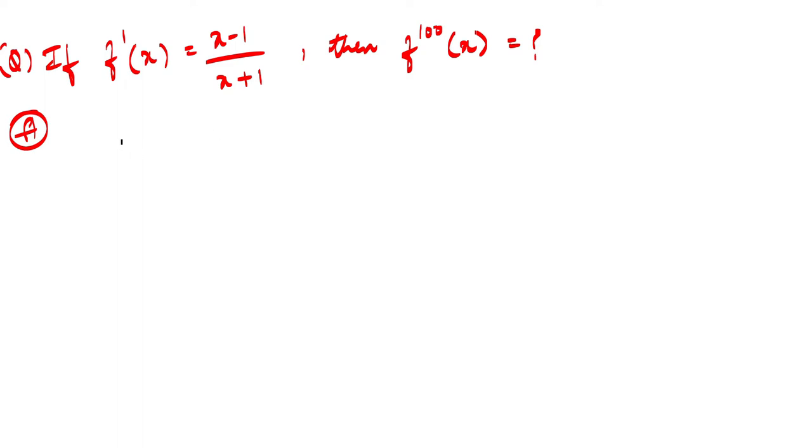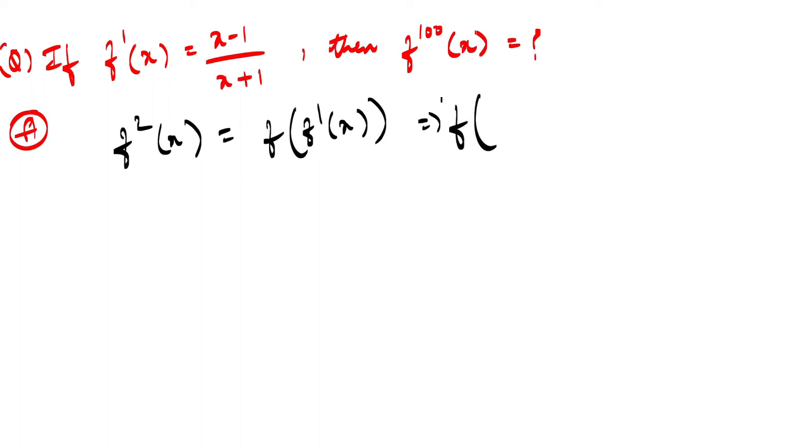So we are given that f1 of x is equal to x minus 1 by x plus 1. So what is f2 of x? f2 of x is nothing but f of f1 of x, right? And f1 of x is x minus 1 by x plus 1. I have just substituted. So f of x minus 1 by x plus 1. Just substitute this in the place of x here. So after substituting, what will we get?